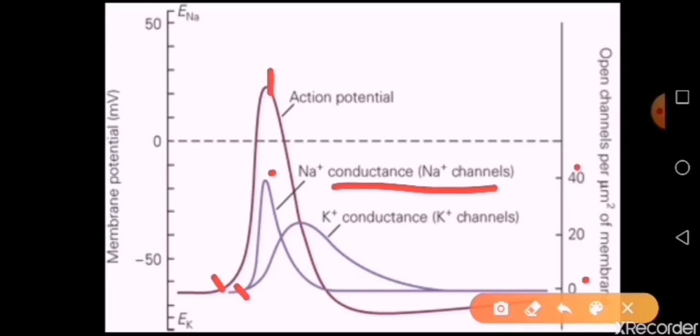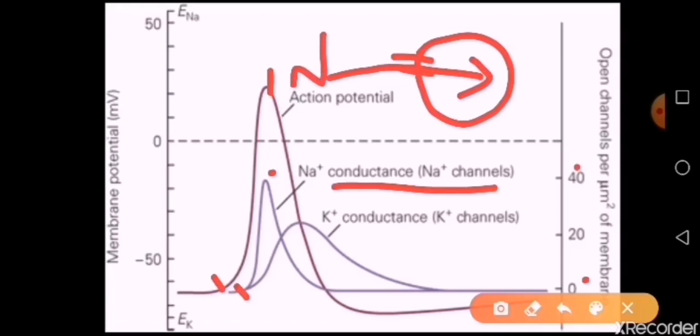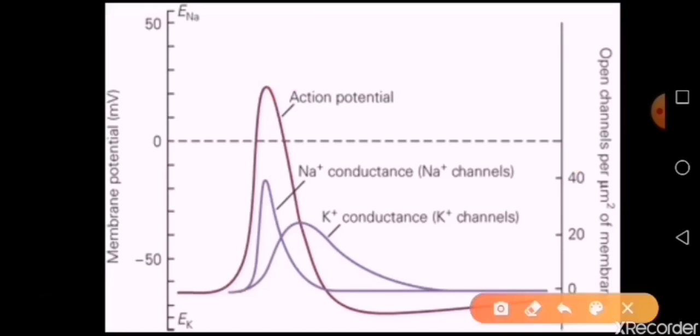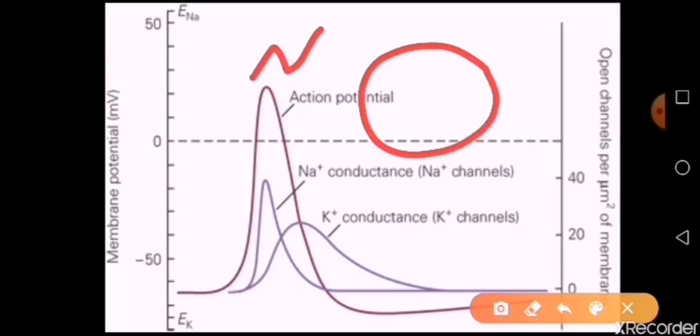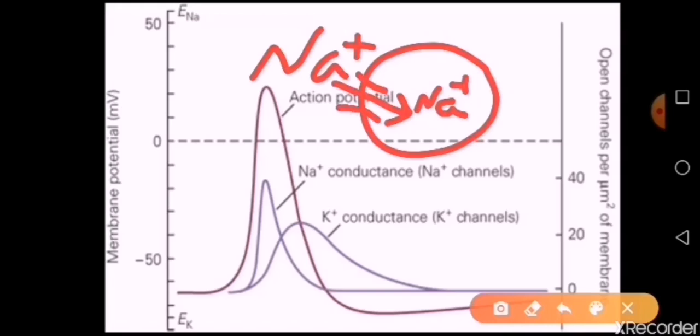حتى نفسر بدنا نقول إنه the increase of the number of opened NA plus channels leads to huge entry of NA plus ions. This is the opened channel. There is a huge entry of NA plus ions because of what? Because of the chemical difference, the chemical gradient, which leads the NA plus to move from the high concentration to the low concentration. It means that NA plus has to move from outside, which has the highest concentration, to the inside that has the least concentration of NA plus. This is the first gradient that allows NA plus to go in after opening of the NA plus voltage dependent channel.